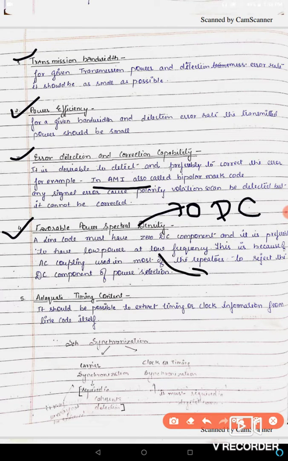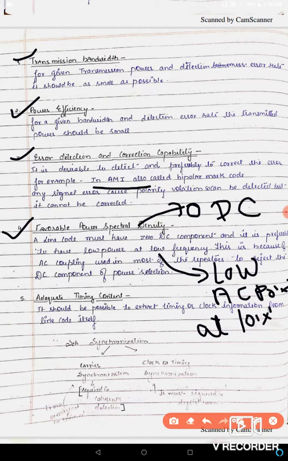The second part of this is that it must have low power at low frequency, that is, low AC power at low frequency. So these two components together make the PSD a favorable PSD.